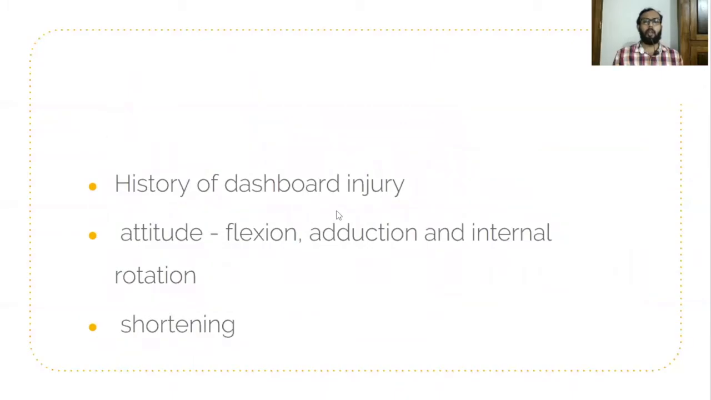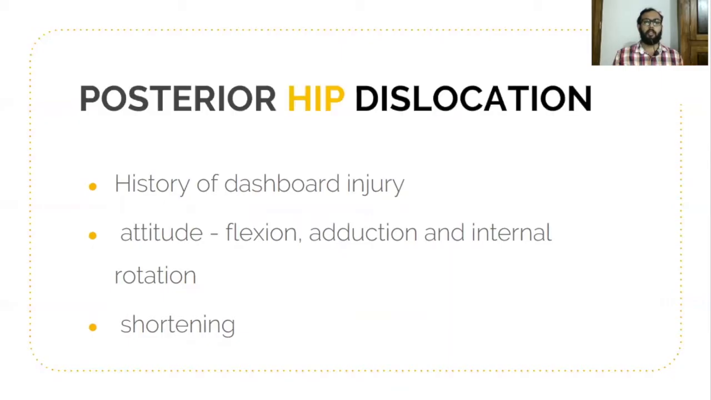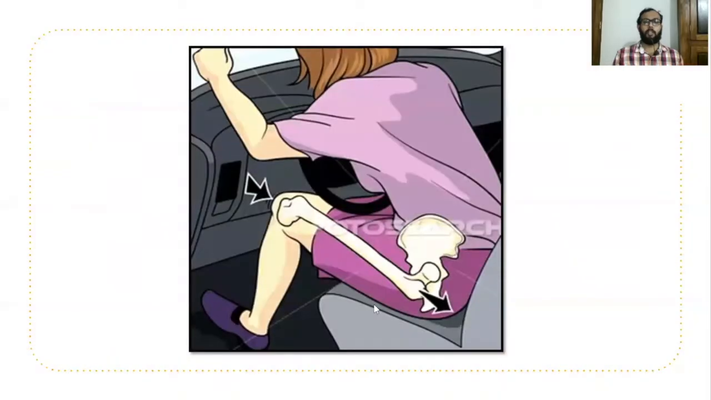Coming to history, a patient with a history of dashboard injury. Here you can see the dashboard injury in which the hip and knee joint are flexed, and in an RTA due to high energy trauma the knee hits the dashboard. This particular injury, in which hip and knee are flexed, causes posterior dislocation of the hip. Along with posterior dislocation, there may be injury to the ipsilateral knee, and also an associated fracture of the acetabulum.